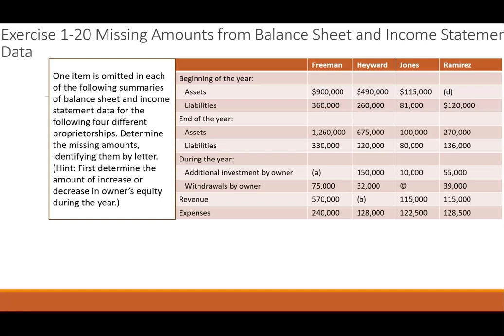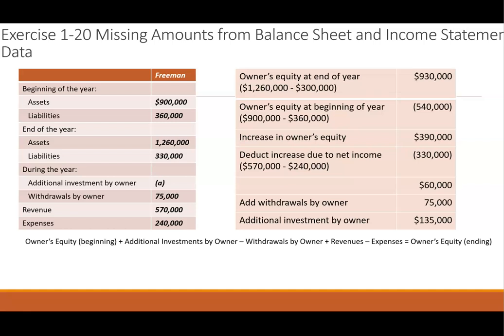This one says, one item is omitted in each of the following summaries of balance sheet and income statement data for the following four different proprietorships. Determine the missing amount. So here, for Freeman, let me look here. The owner's equity at the end of the year is 930. Owner's equity at the beginning of the year is 540. There is an increase in owner's equity of 390.